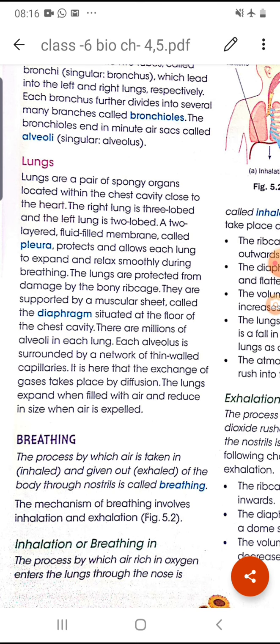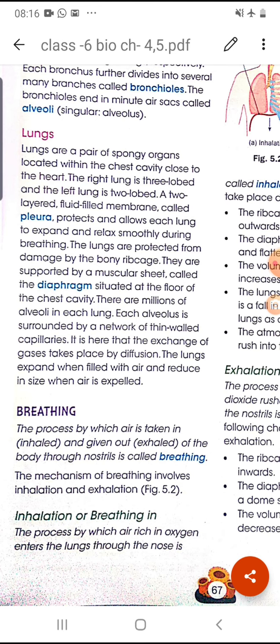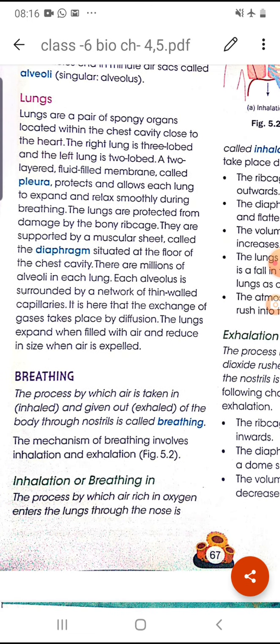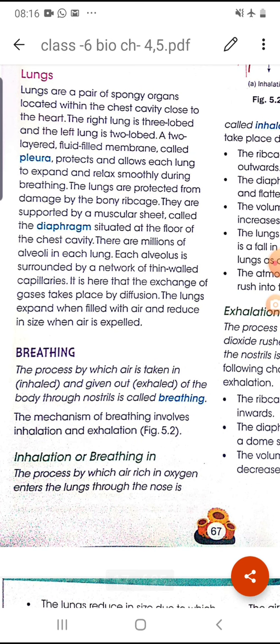So we have a pair of lungs, spongy organs located within our chest cavity close to our heart. The right lung is a three-lobed structure and the left lung is a two-lobed structure. Okay, meaning the right lung contains three parts and the left lung contains two parts. A two-layered fluid-filled membrane is there, that is called the pleura.